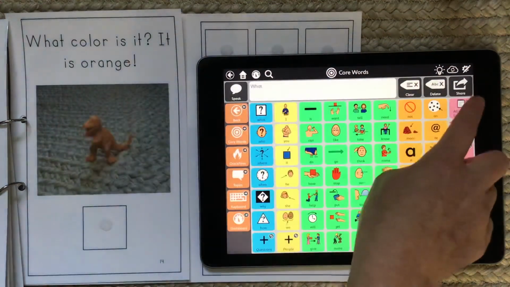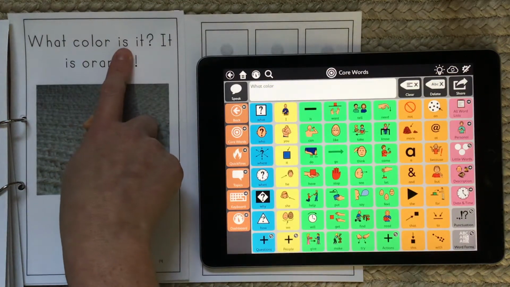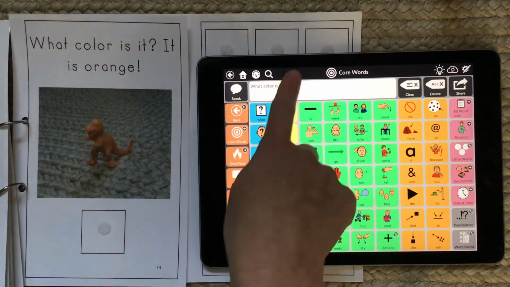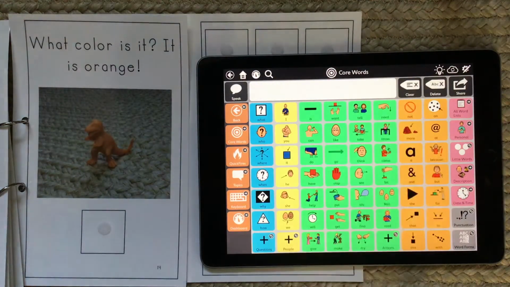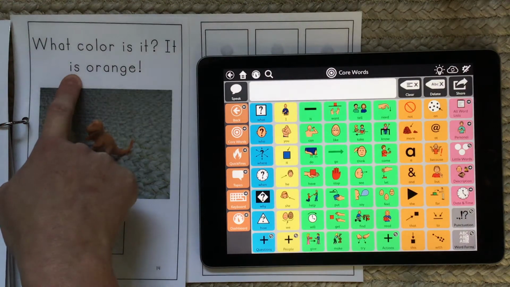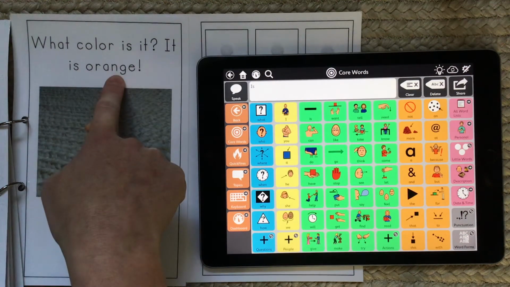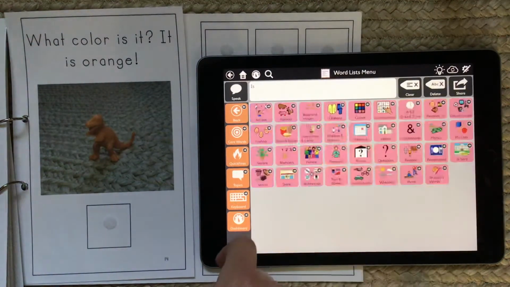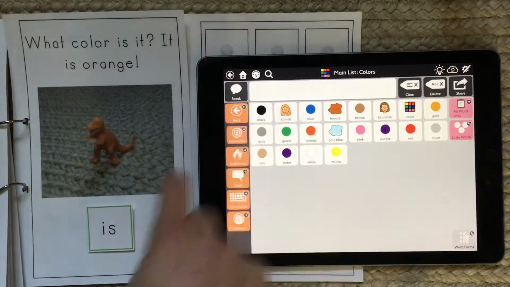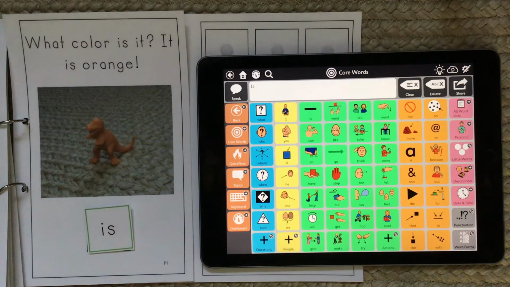What color is it? It is orange. It is an orange dinosaur.